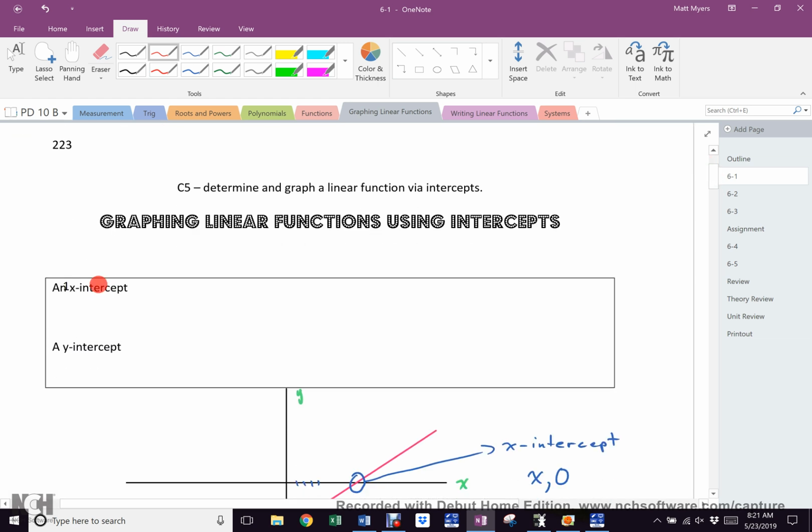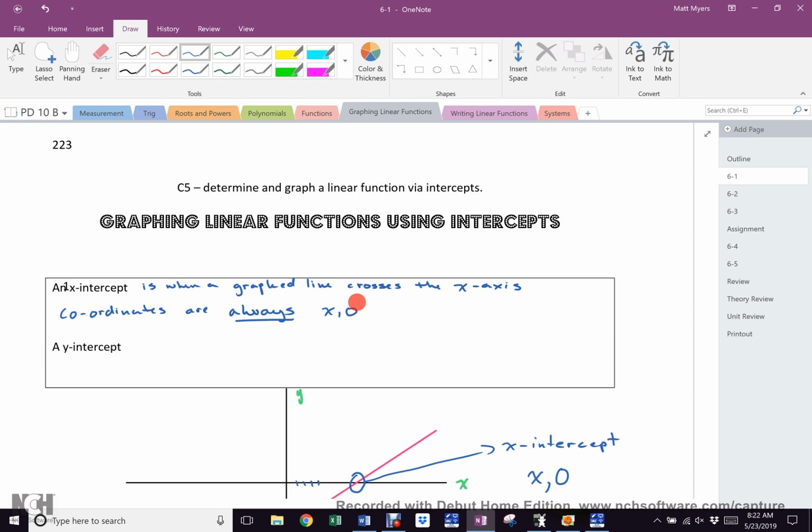Spectacular. An x-intercept, we already know what it is. Let's explain it. An x-intercept is when a graphed line crosses the x-axis. Coordinates are always what? (x, 0). When? Always. Why? Because it has an x value of which we do not know, but every single dot on this line has a y value of 0. Do you all understand that?